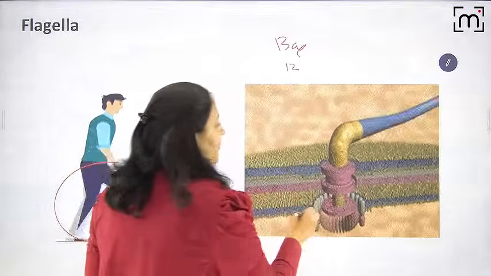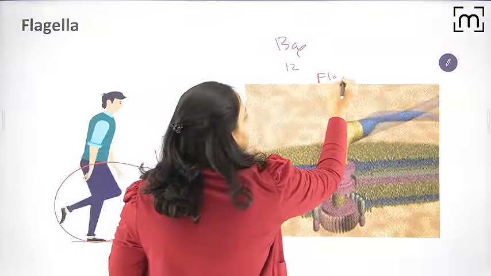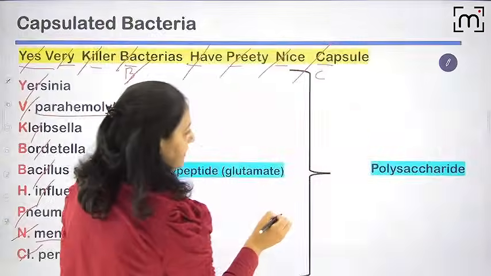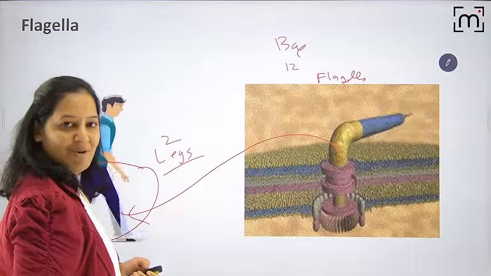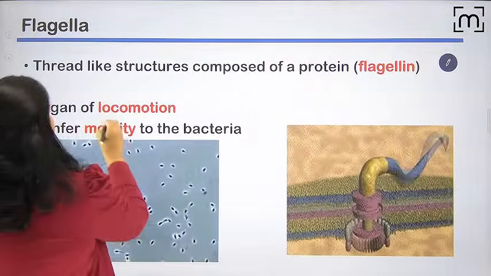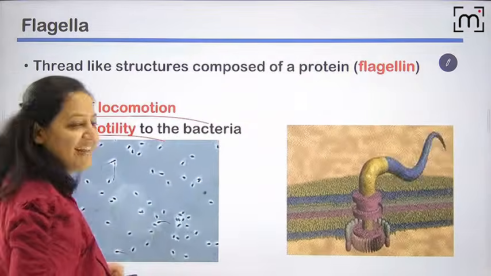So the leg of the bacteria is known as flagella. Appreciate the flagella. Flagella is the organ of locomotion. So what is the flagella? You can see flagella is the organ of locomotion, the organ of motility in the bacteria.